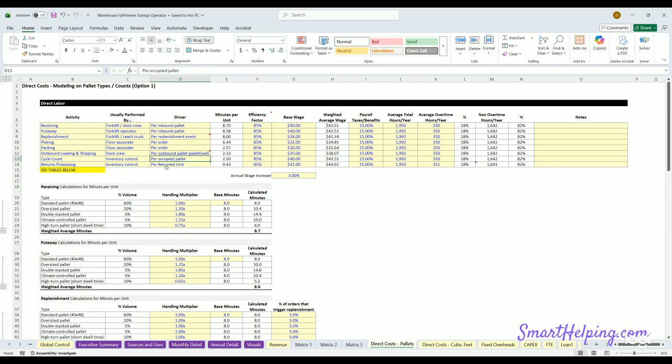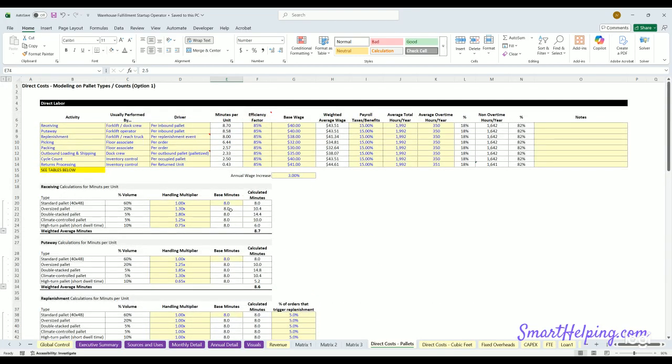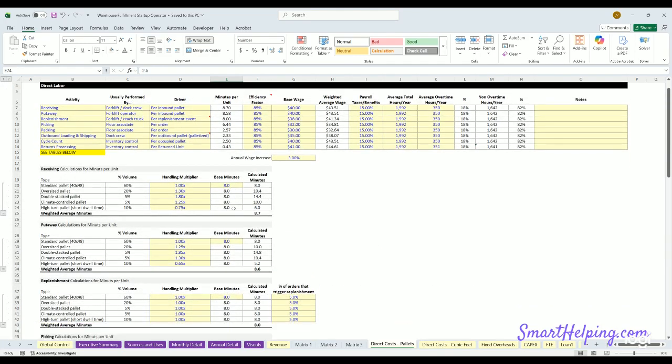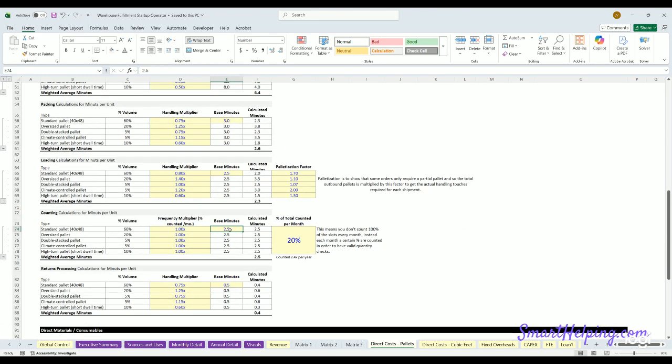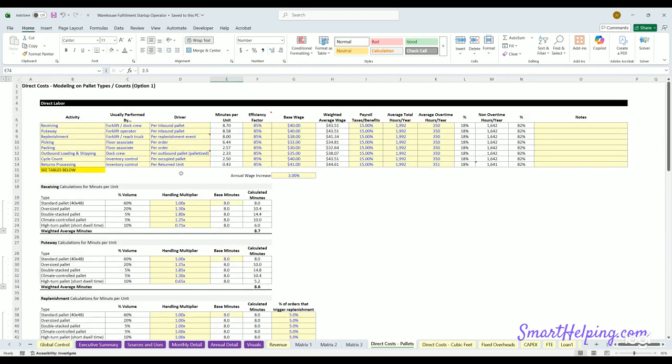Cycle count. This is saying you've got to count the inventory once in a while to check it. You're not going to count it all every month. So this is saying that per occupied pallet slot, what percentage of the total are you counting per month, and how many minutes does it take to count? We're saying it takes 2.5 minutes per occupied pallet, and then we're counting 20% of them each month to get that time.